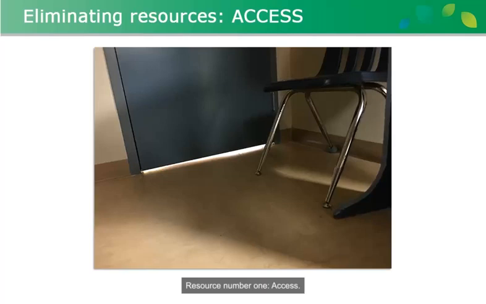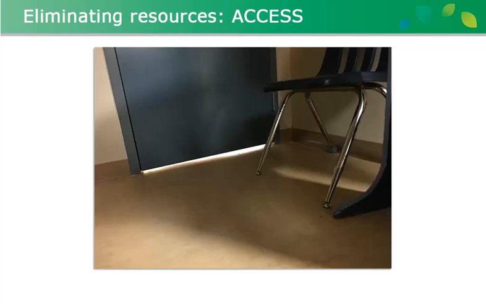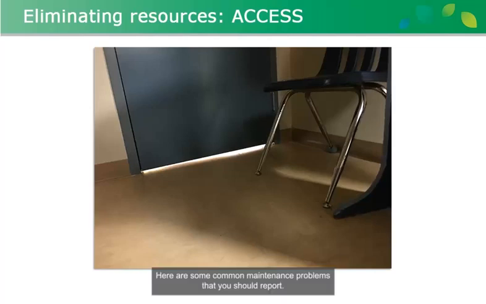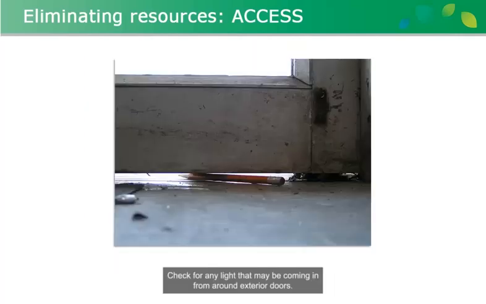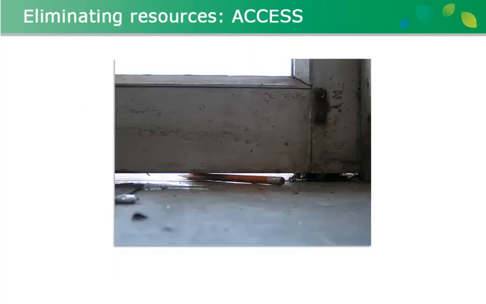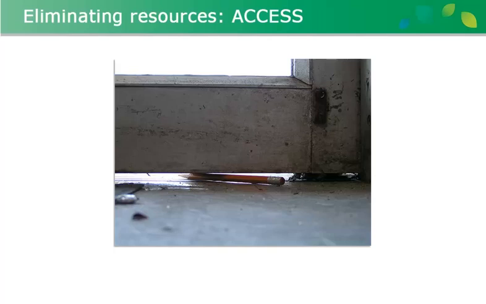Resource number 1, access. The best way to make sure pests don't move in is to deny them access in the first place. Take a look around your building for any potential points of entry. Here are some common maintenance problems that you should report. Check for any light that may be coming in from around exterior doors. A pest as large as a mouse can squeeze under a door through a pencil-sized gap. A rat only needs a hole the size of a quarter.